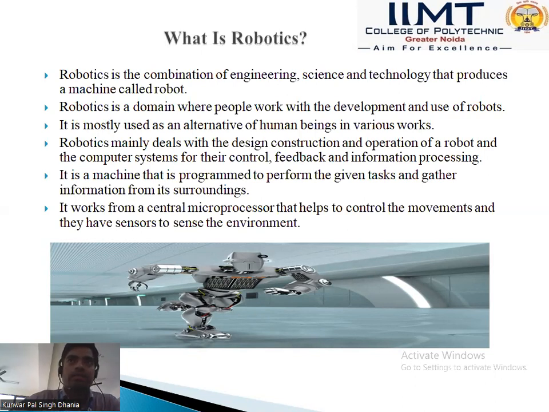It is by robots that work has been done in the industries. It is most used as an alternative to human beings in various work. The robot could replace the human being in the working environment. In place of humans, the robot could work. Robotics mainly deals with the design, construction, and operation of robots.